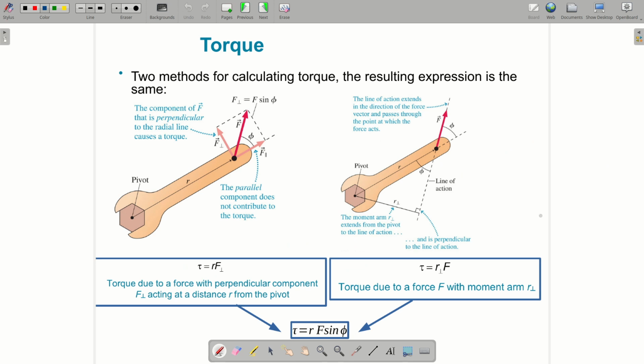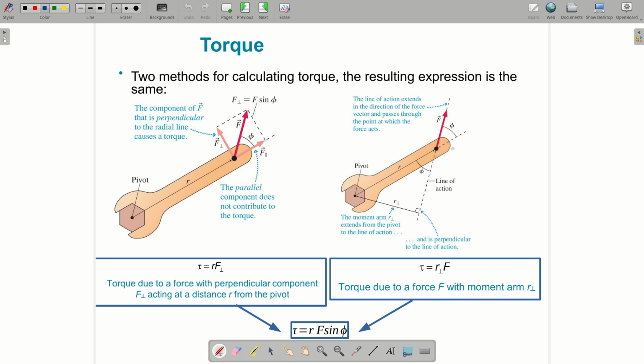This figure is summarizing what we already talked about. If we have a force with an angle phi with the distance to pivot point, we find its perpendicular component, and that perpendicular component is F times sine phi always, and torque is equal to R times F perpendicular, and then we put R F sine phi.